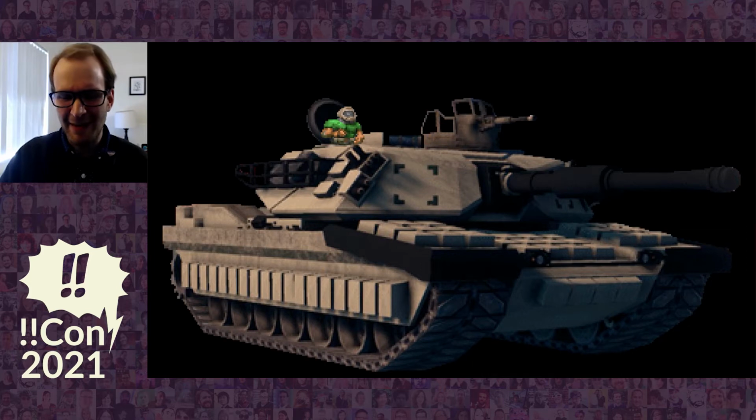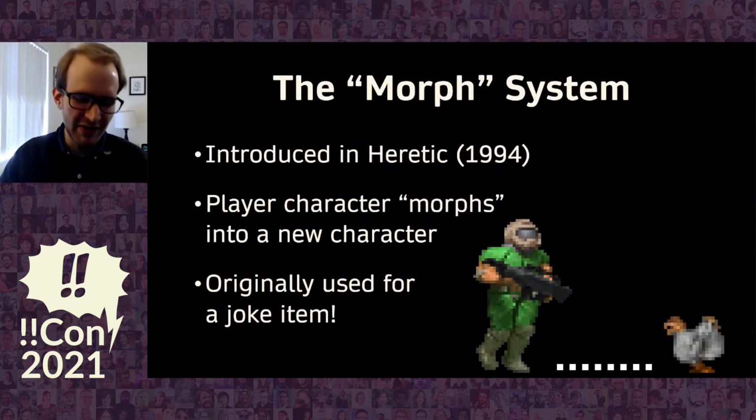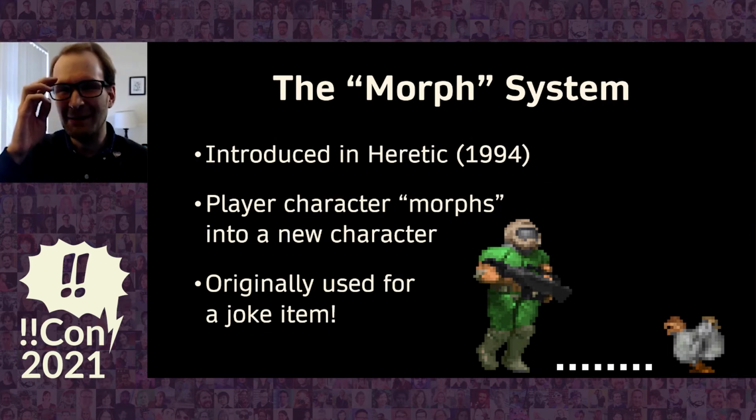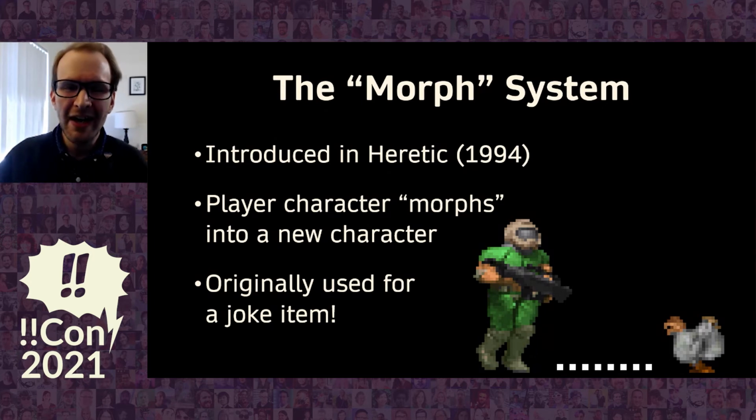We do this by using a feature that was introduced in one of the Doom spin-offs called the Morph System. This was added in the game Heretic, which uses the Doom engine. It's a feature that lets one player character transform into another player character. It was originally used as sort of a joke. There was an item that turns you into a chicken in Heretic. So we're using it in ways it was really never intended to be used. And it doesn't play well with some of the other features that eventually got added to the Doom engine.